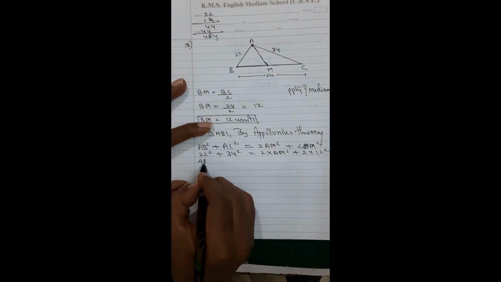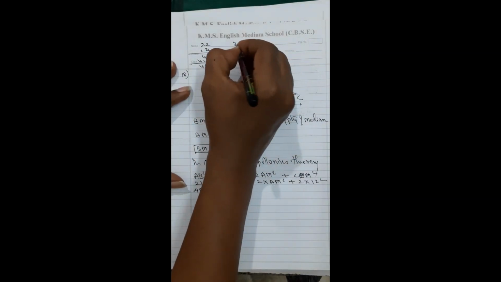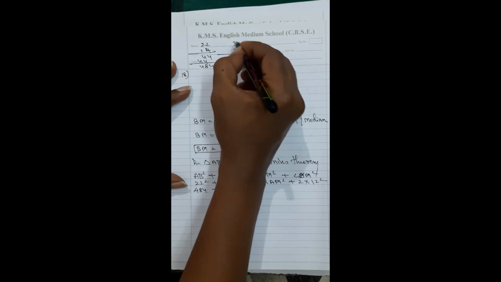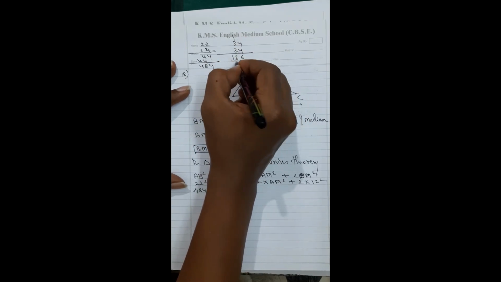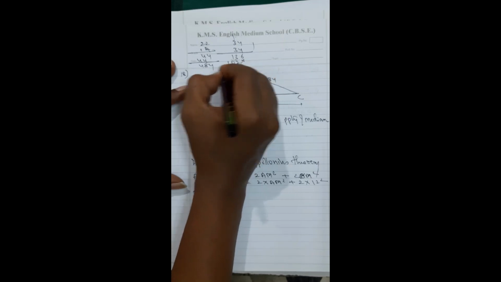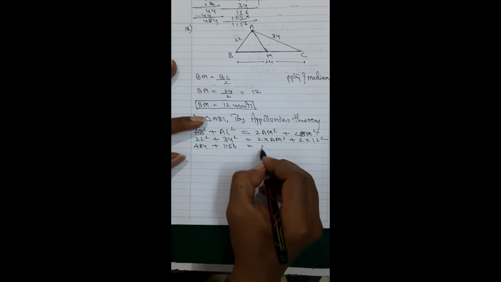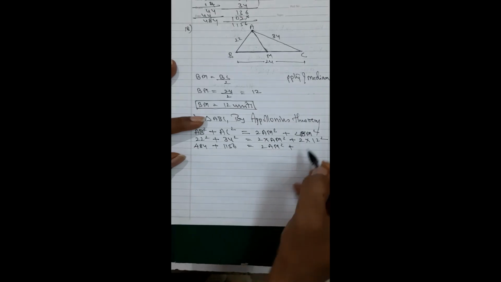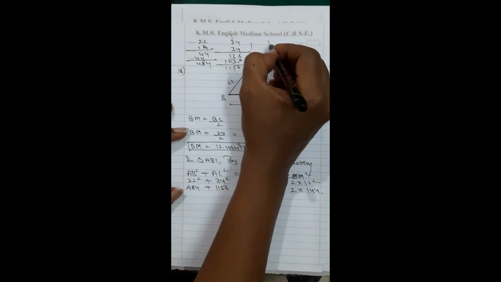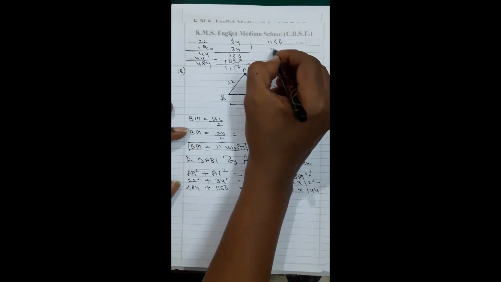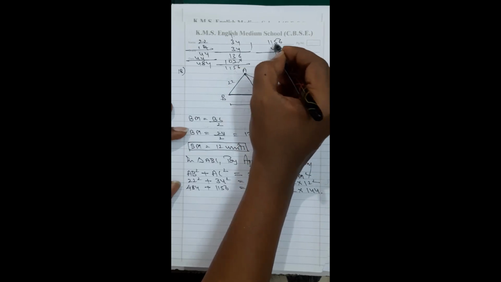Fine. So 22 square, now you will have to calculate, 484. Fine, this will be 34 square, you will have to calculate, 1156. 2AM square plus 2 into 144. If I add both of this, 1156 plus 484, this will give me 1640.